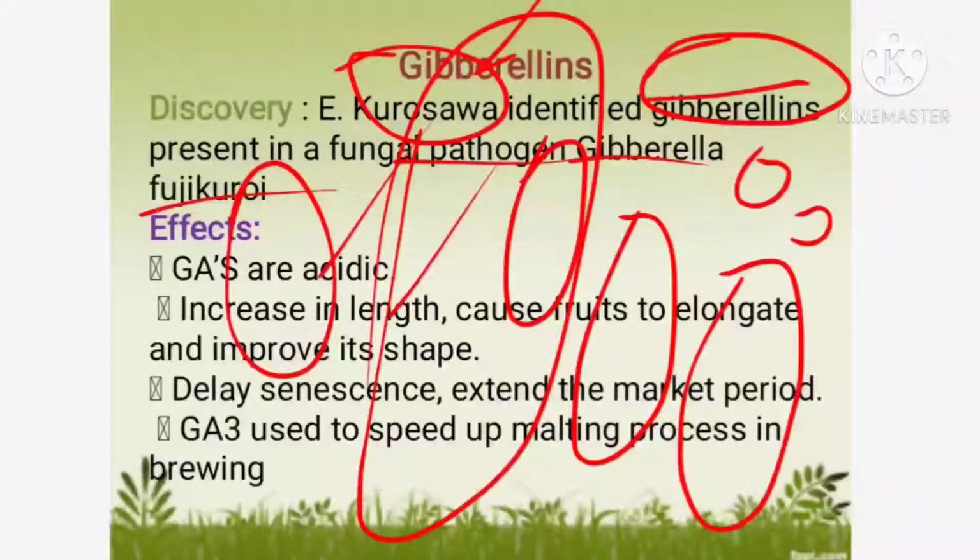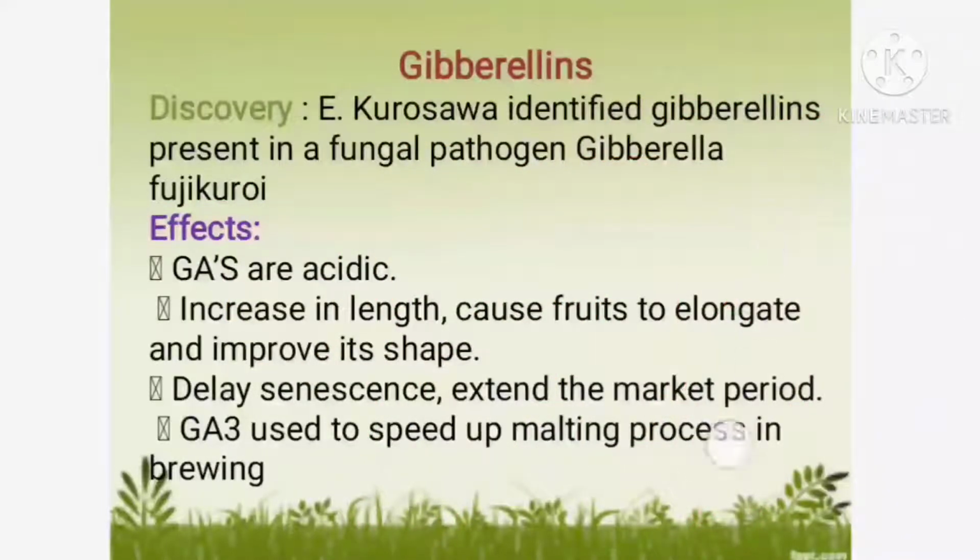Delay senescence. Senescence means death, isn't it? So they are delaying the senescence, another property. That's why they are not ripening very fast, they are not dying very fast, they are not decomposing very fast. Obviously the market period will be more, isn't it? They will be lasting in the market for long.